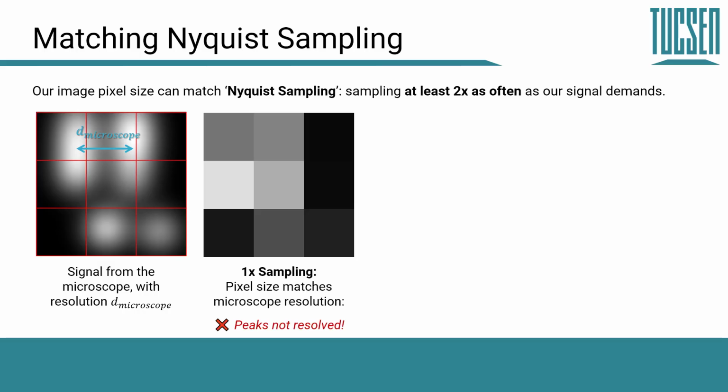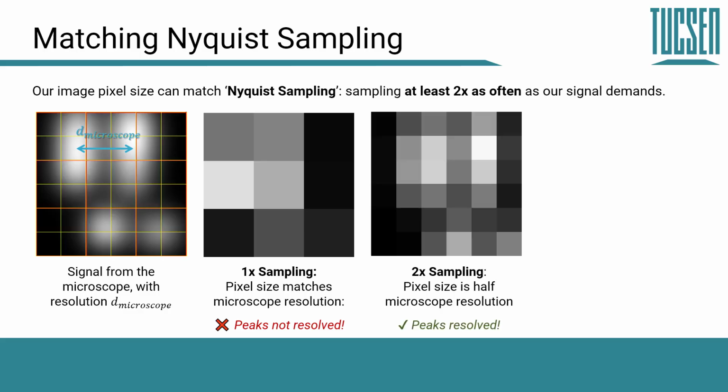However, if we were to just naively set our image pixel size equal to D microscope and sample that frequently, you can see with one-time sampling, where the pixel size matches the microscope resolution, we're not actually resolving what's going on. Each of these structures has its own pixel, but you can't tell that there's a gap between any of it. This image looks kind of like one bright pixel with some sort of mess around it. You can't see what's going on really at all. Nyquist sampling demands that we need to measure at least twice as often as this.